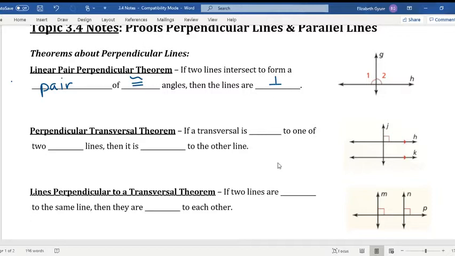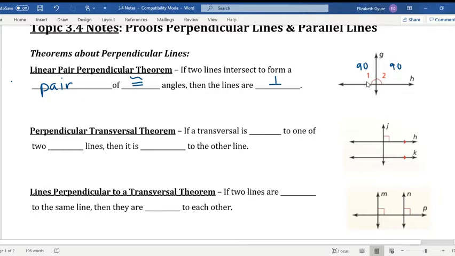So in this picture here, you have line G intersecting with H. If I told you angles 1 and 2 were congruent, what kind of angles would they have to be? 90 degrees, right? They would have to each be 90 degrees. That's the only way they could both be congruent. And if they're both 90 degrees, what kind of angles are 90 degrees? Right angles. So if these are both right angles, then you have a linear pair that ends up forming perpendicular lines. That's basically what that means.